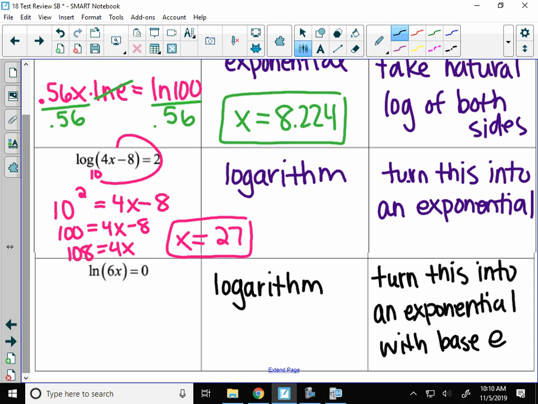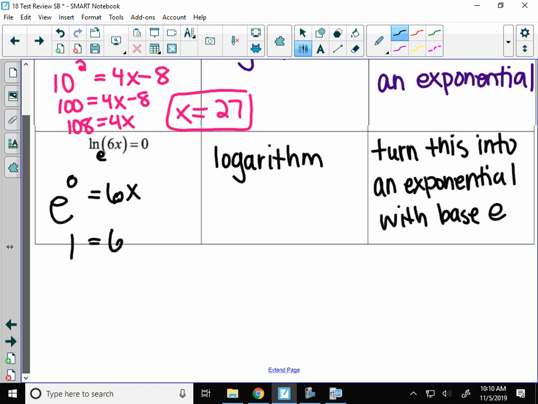So here, what's the exponential I turn this into? e to the 0 equals 6x. Oh, that's 6, not 60. What is e to the 0? 1. So you're going to have 1 equals 6x. And what does x equal? 1/6. Okay, does that help kind of organize it for you a little bit?